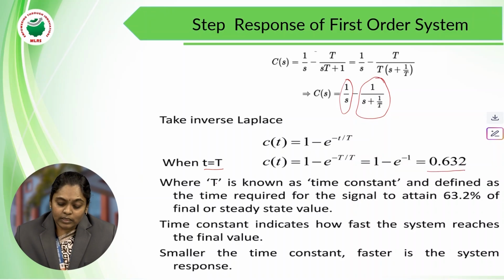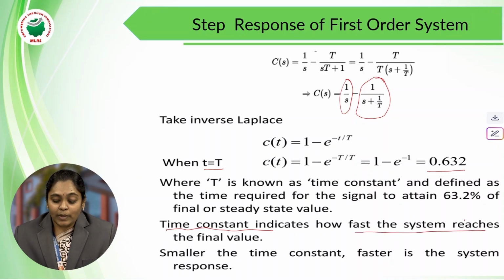And already we know that capital T is the time constant, and this 63.2% indicates the fraction of the final value the output signal reaches in one time constant. The importance of the time constant is that it indicates how the system will reach towards the maximum. Depending upon this T value, you can say whether the system is fast or slow.